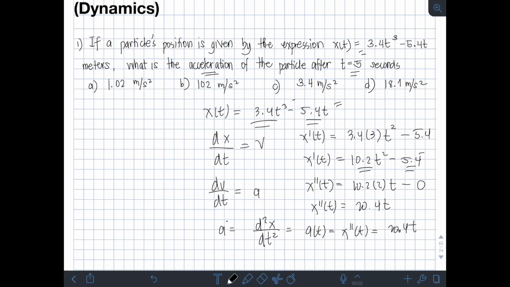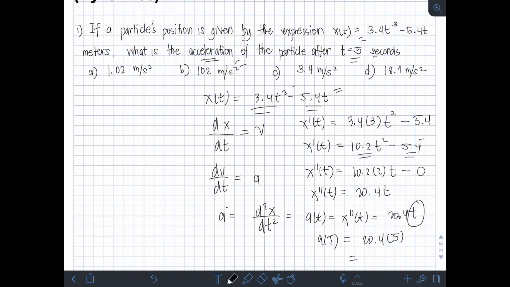So, para makuha natin yung value ng acceleration at t equals 5 seconds, substitute lang natin yung t dito. So, a of 5 is equal to 20.4 times 5 is equal to 102. The unit will be, dahil meter tayo, meter per second square. Okay, so the answer is letter B.